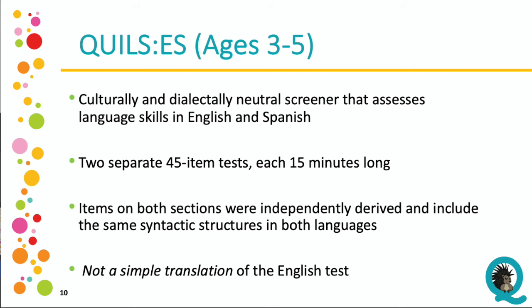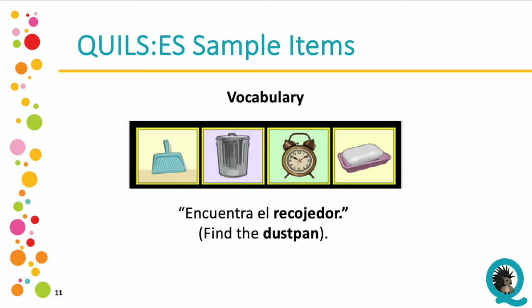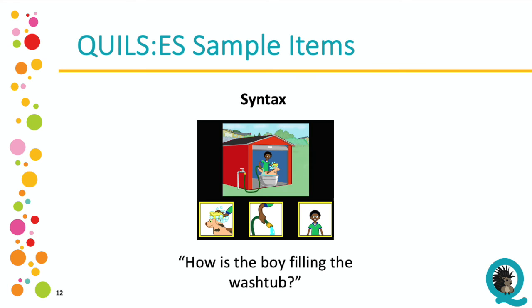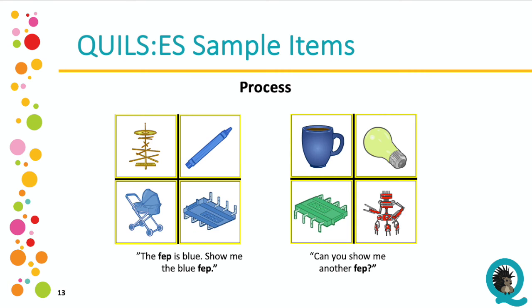The QUILS ES is a culturally and dialectically neutral screener that assesses language skills in both English and Spanish. This is done through 2 separate 45-item tests, which are each 15 minutes long. Items on both sections were independently derived and include the same syntactic structures in both languages. The QUILS ES is not a simple translation of the English tests. Items on the QUILS ES were carefully selected to avoid cognates. Here are some sample items from the QUILS ES. A vocabulary item, a syntax item, and a process item.